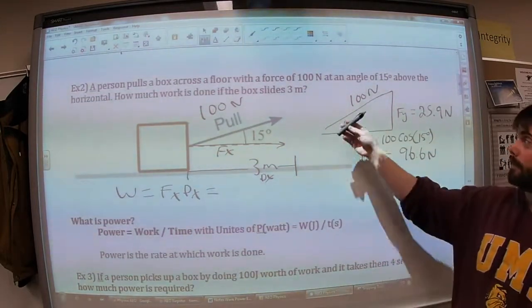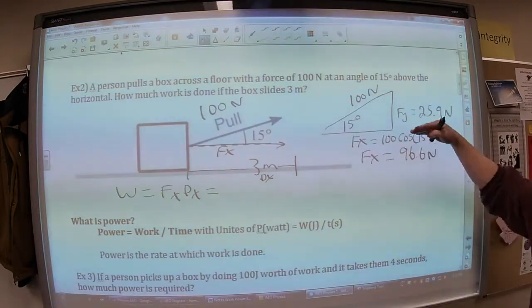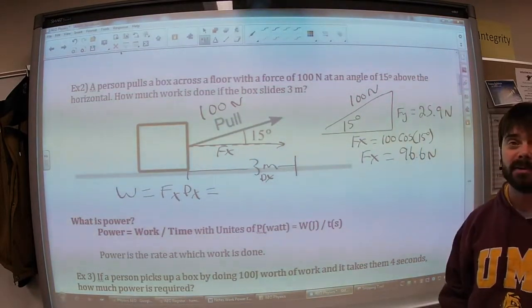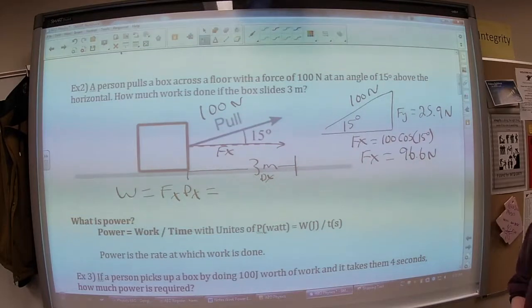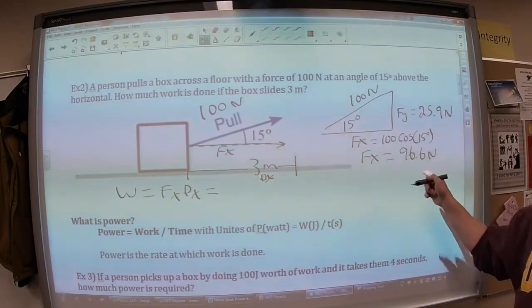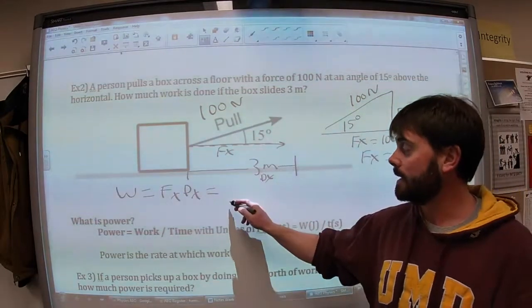So while you're applying a force in this direction, part of it's vertical, part of it's horizontal. The vertical part is really wasted effort because the box isn't moving vertically, it's only moving horizontally. So this is the value we use for force in that direction.